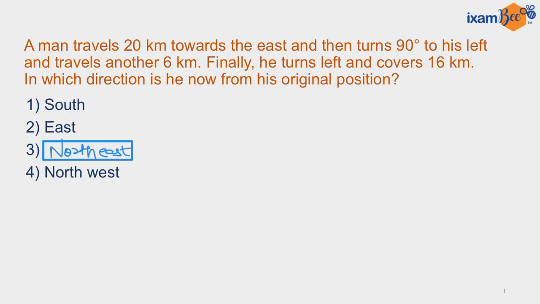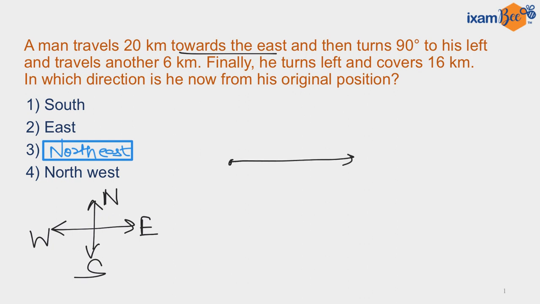The statement given to you is: a man travels 20 kilometer towards the east direction. You know, on a plain paper there are four directions. This is your north, this is your south, this is your east and this is your west. So the man travels 20 kilometer towards east direction. This is the starting point.